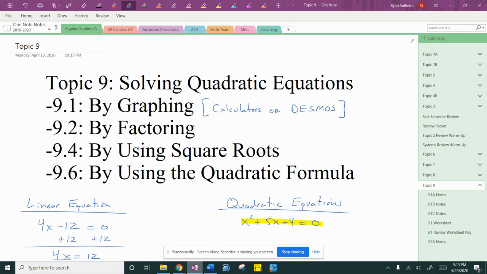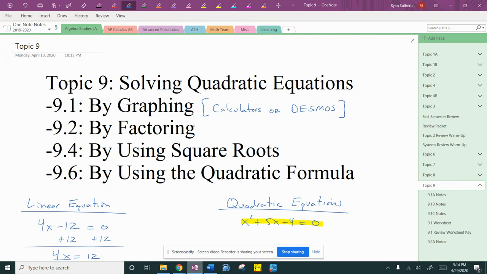As I'm recording this, I just finished grading your 9-1 quizzes, where you were solving quadratic equations by graphing and doing some application problems with those, and you did an outstanding job with that. So what you see on the screen now is what we started this chapter with a couple weeks ago.